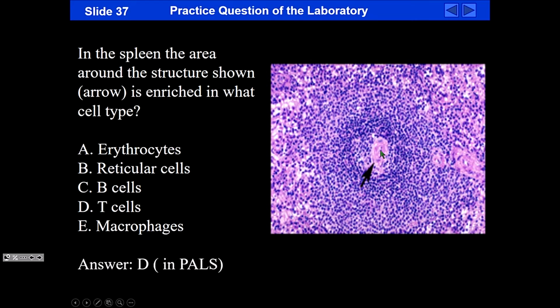What was A? Well, the red blood cells, because this is the white pulp. So the red blood cells are in the red pulp.